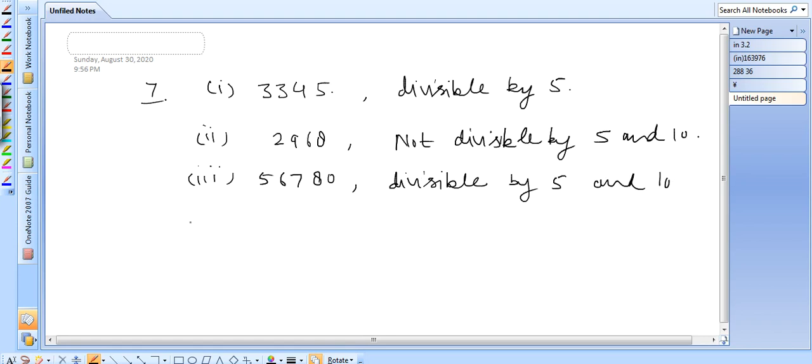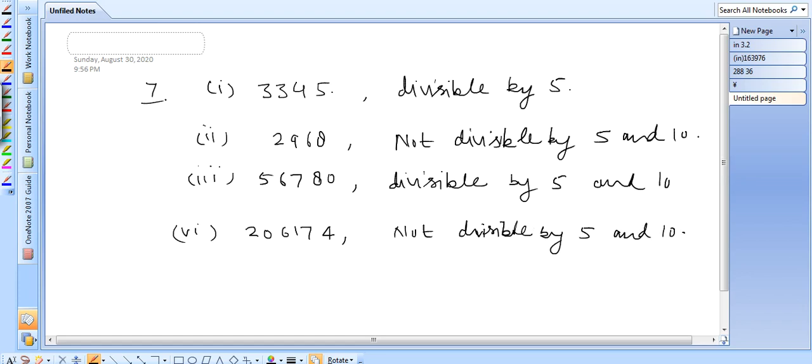Take another part. Okay, sixth part. The number is 206174. You can see that the unit digit is neither 5 nor 0, so it is not divisible by 5 and 10. Not divisible by 5 and 10. Okay, this question is finished. Note it down.